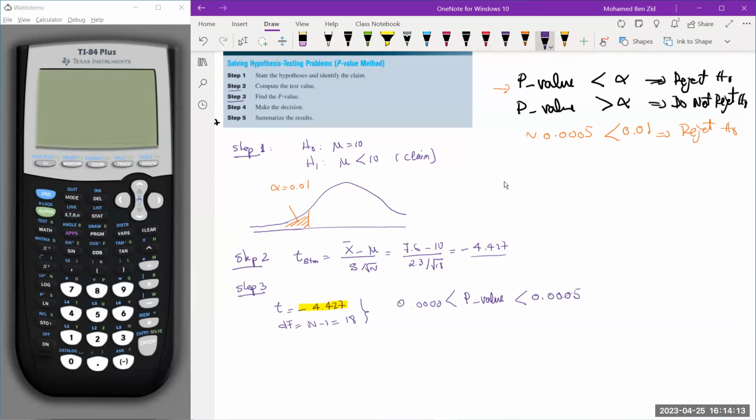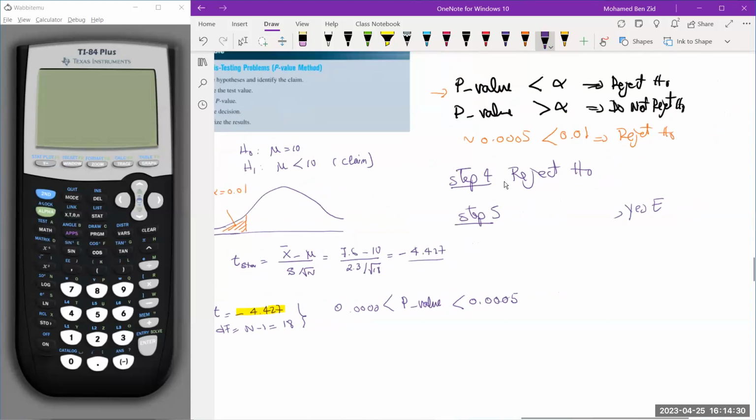So step 4, you're going to say reject H0. Step 5, if you reject H0, yes, evidence. And are we supporting the claim? The claim is H1. Yes, we support the claim.